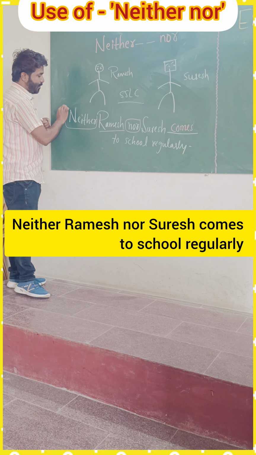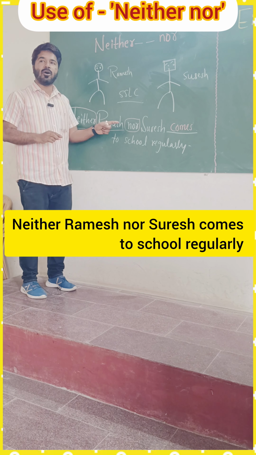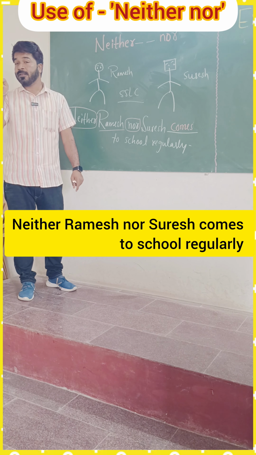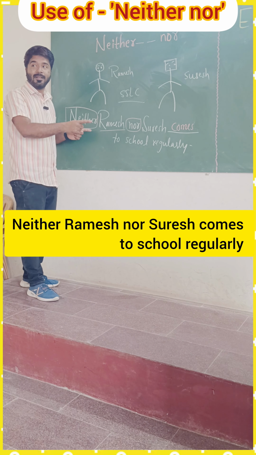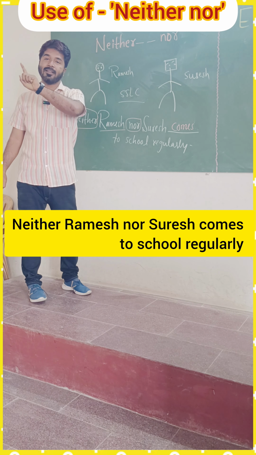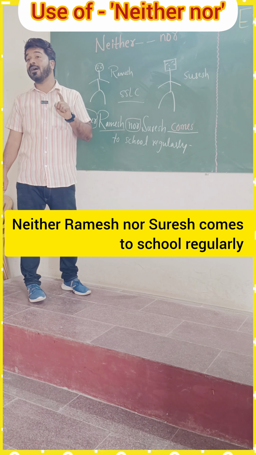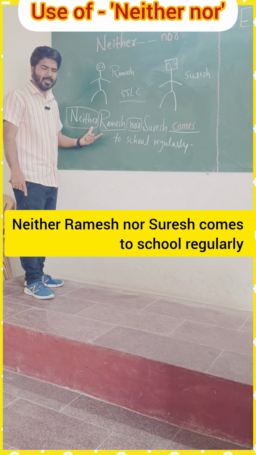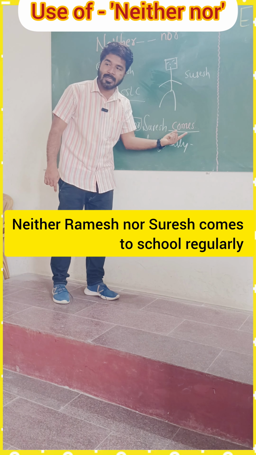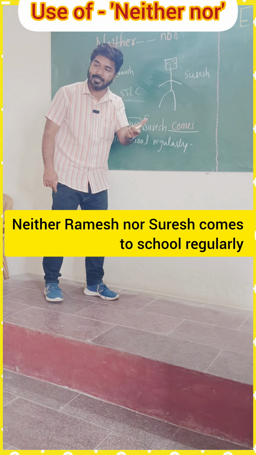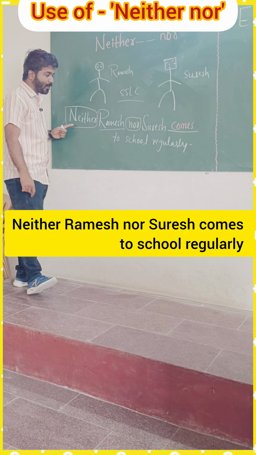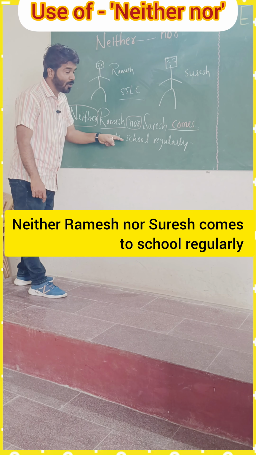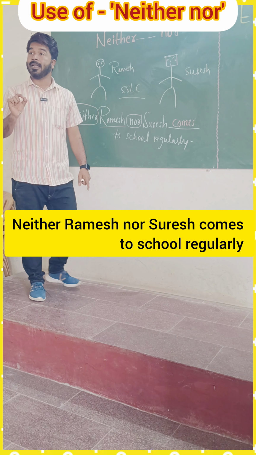Okay. Now, whenever neither nor is joined by two nouns, though the nouns are two, it takes a singular helping verb or suffix. Getting suffix? Now it is present. That's why we use the suffix. Comes, not come. Neither Ramesh nor Suresh comes to school regularly. I'll give an example.